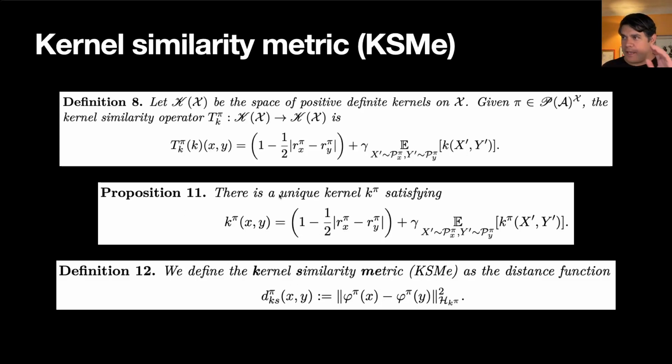Okay, so again, we start with this update operator that you can feed any kernel. We're going to end up with this fixed point K pi. This is a kernel, not a distance. And this K pi, by what I introduced before, gives us a reproducing kernel Hilbert space, and it gives us embeddings, and we can look at the distance of those embeddings in this RKHS. And this is actually going to be a distance, no longer a similarity. So we start with a kernel, which is a similarity, and we kind of flip it on its head and end up with a metric, which we call KSME, and it's this d pi ks.